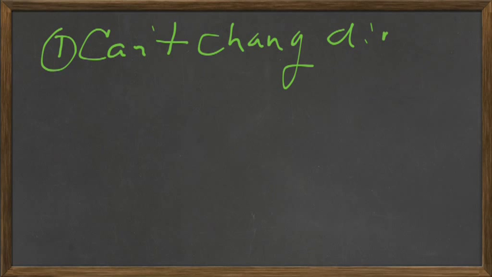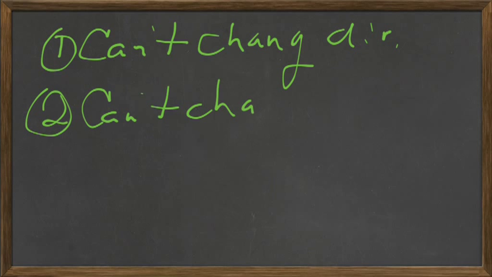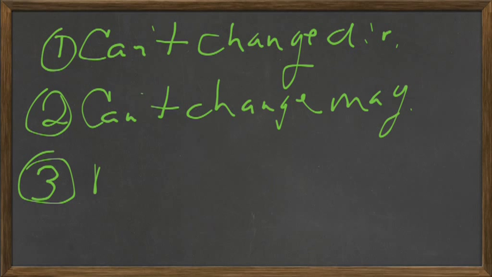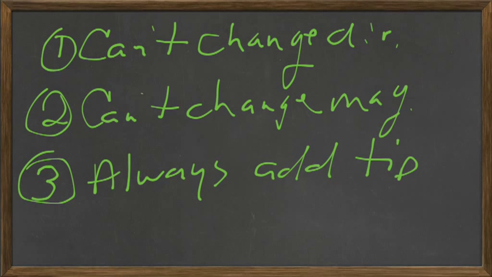That is not allowed. Two, you can't change magnitude. But you are welcome to, as I said, reconfigure your diagram to make it a little bit easier to work with. The other thing that's absolutely critical is three: always add tip to tail. That is paramount in importance when we're working with our vectors.